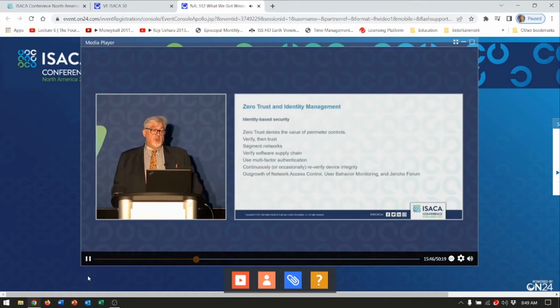Next, Zero Trust and Identity Management. I'm not going to spend a lot of time on this. I do a presentation on Zero Trust. I've given it for ISACA a year or two ago, given it at RSA. I'm giving Zero Trust and industrial control systems at RSA in a couple of months.